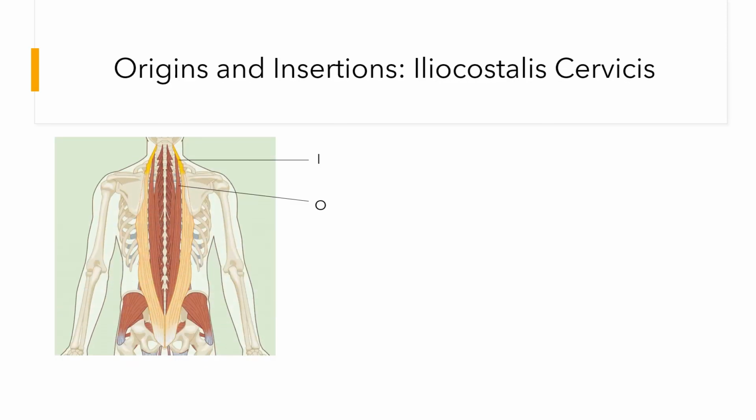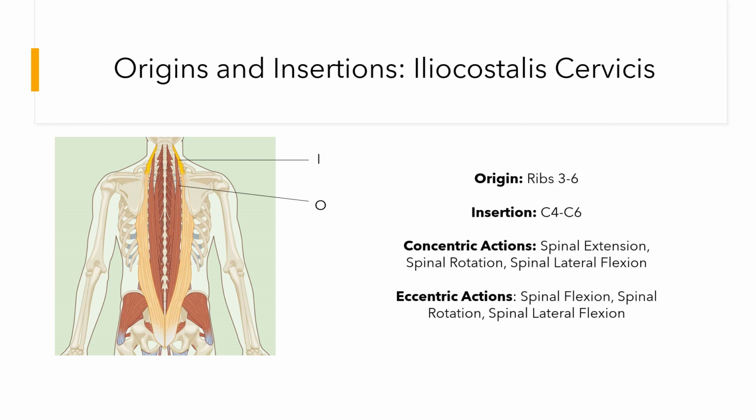Higher up, so iliocostalis cervicis. So from the ilium to the costals to the cervicis, so the cervical. Originates in ribs 3 to 6, inserts into C4 to C6. Concentric action, spinal extension, spinal rotation, and lateral flexion.